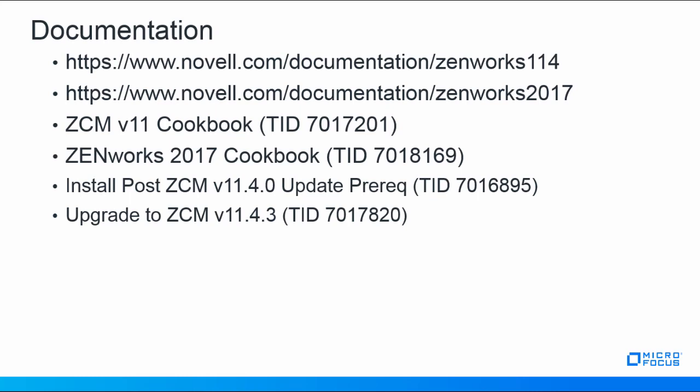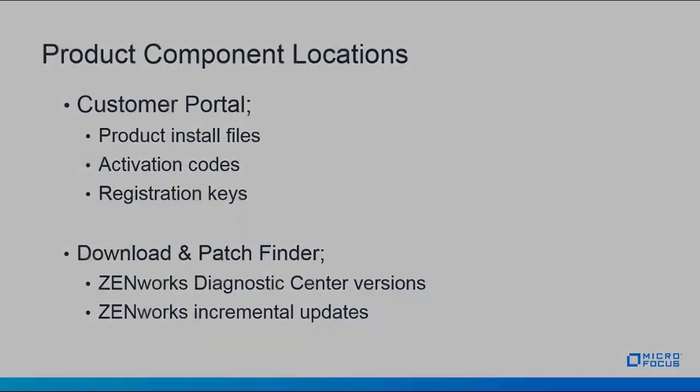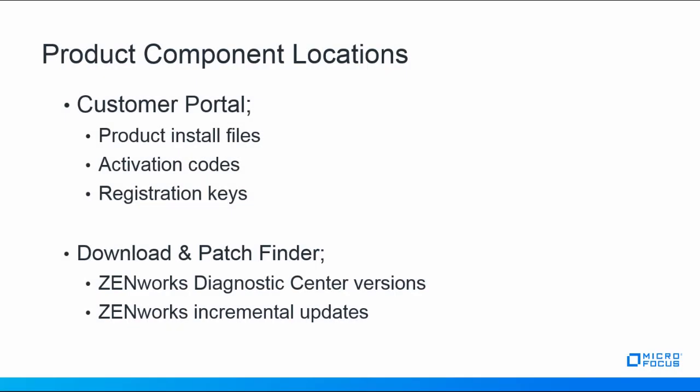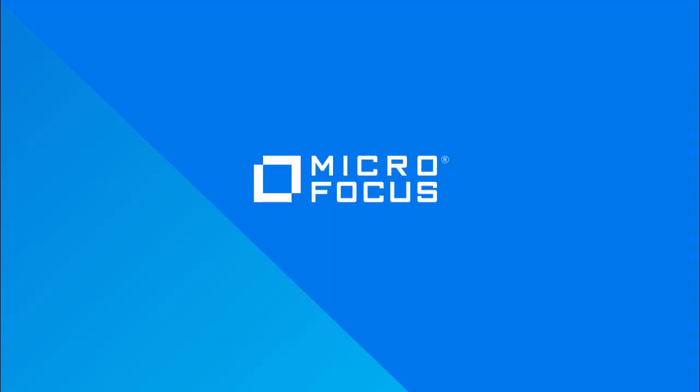Some documentation is listed here. An upgrade cookbook for version 11 in 2017 is also listed, as well as the TIDs for those upgrades that we did in this video. Some product component locations. The customer portal has product install files, activation codes, and registration keys, along with the download and patch finder has ZENworks Diagnostic Center versions and ZENworks incremental updates. This concludes our ZENworks configuration management version 11.4.3 install tutorial video.